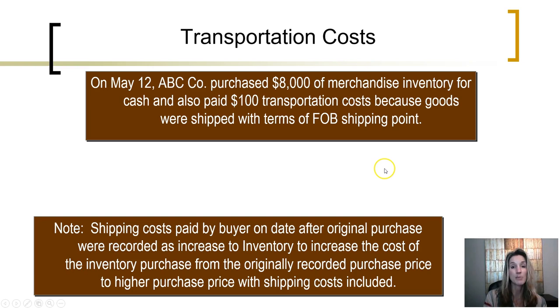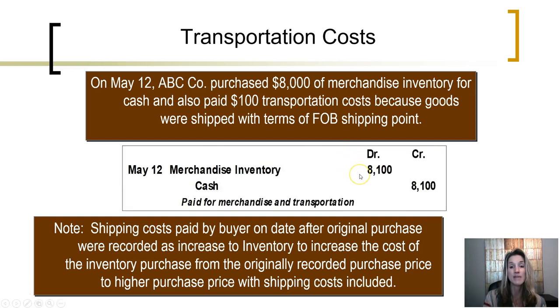If ABC purchased $8,000 of inventory for cash and also paid $100 transportation costs because goods were shipped with the terms FOB shipping point. The FOB shipping point means ownership transfers as soon as the inventory ships. Thus, the buyer, ABC, owns the inventory during transit and is required to pay the shipping cost.